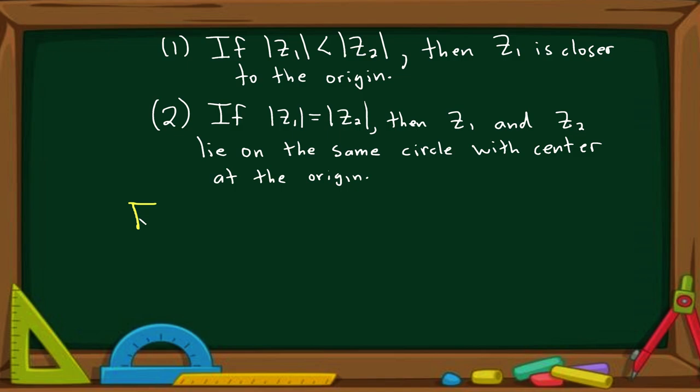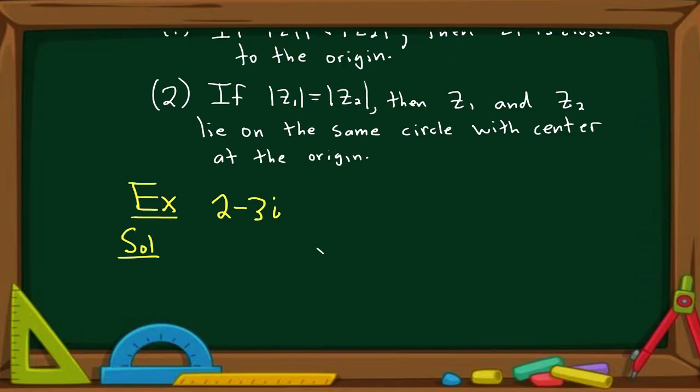Let's do a simple example of computing the modulus. I should have done that before, but this is just kind of a random video which I decided to make. So let's find the modulus of, say, 2 minus 3i. Solution: we put the absolute value bars around it, |2 - 3i|.